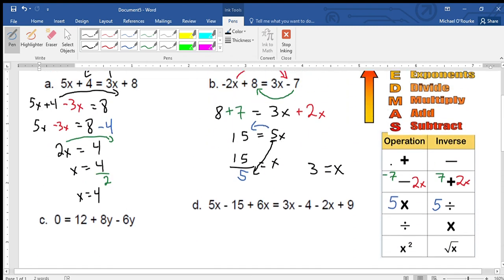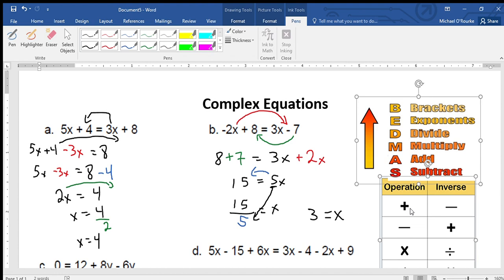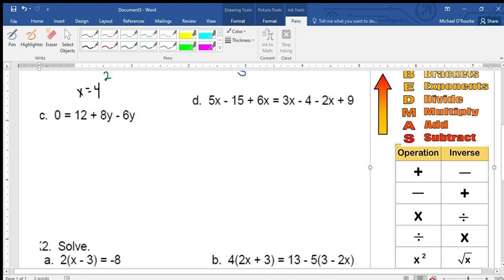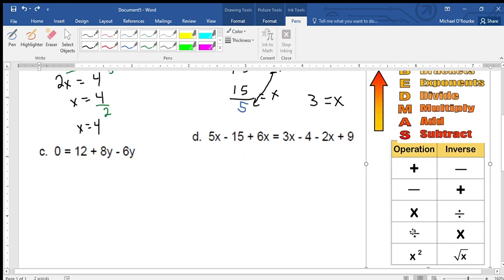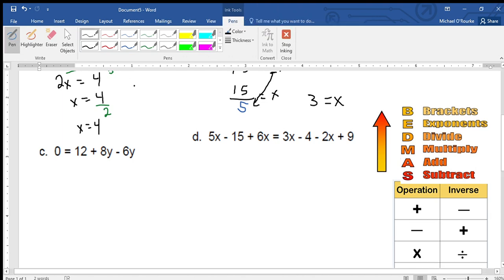Let me do this first. Let's erase my numbers. And let's just link these together. Let's bring them all down here. And then once again, I'm working with backwards BEDMAS. I'm doing my subtractions and my additions first. All right, so next one.